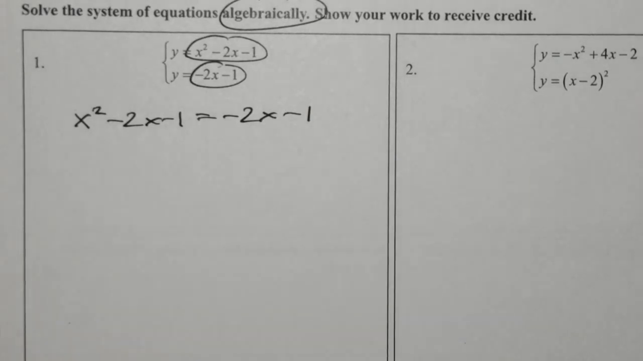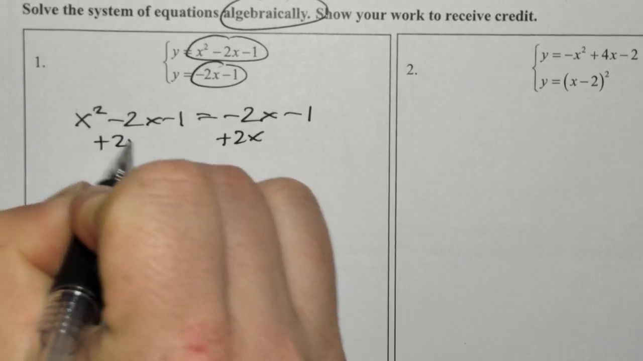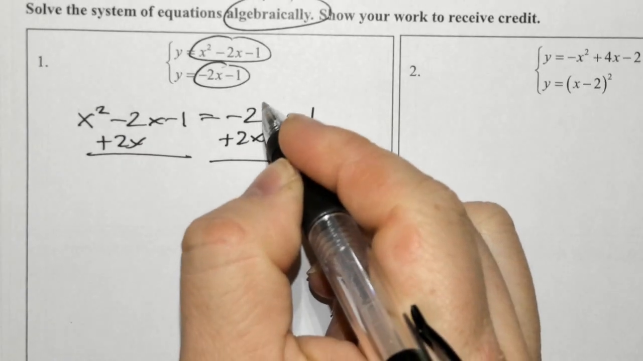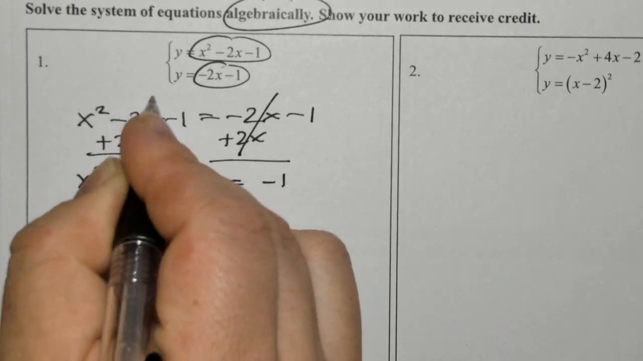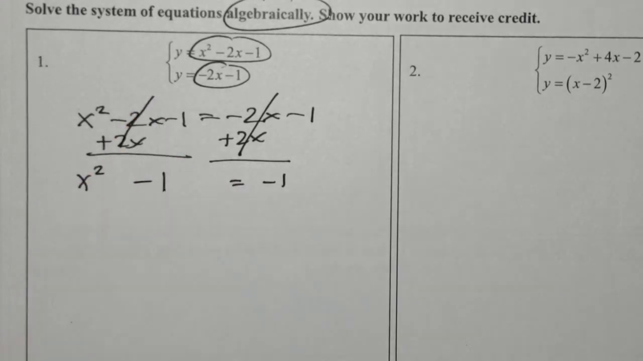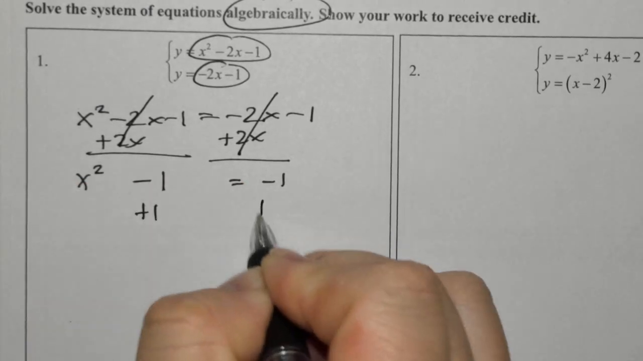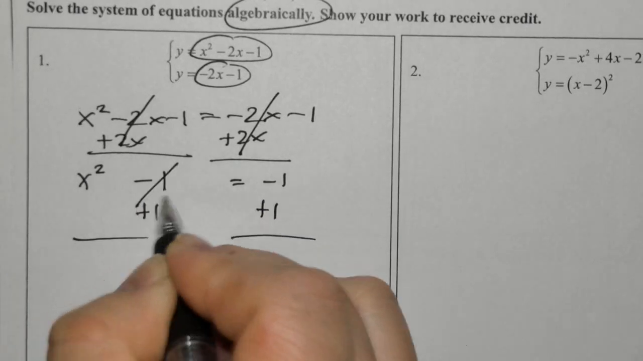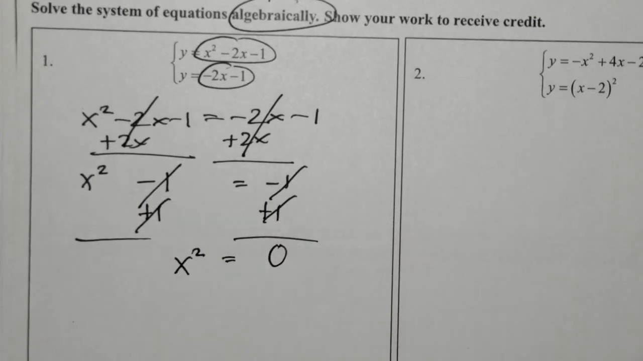Then I'm going to move everything to the side that has the x squared. So plus 2x. On the right-hand side, when I simplify, I'm left with negative 1. On the left-hand side, when I simplify, I have x squared subtract 1. Then I'm going to try to isolate the x squared, so I'm going to add 1 to both sides. Simplify, and I have nothing left on the right and only an x squared on the left-hand side.